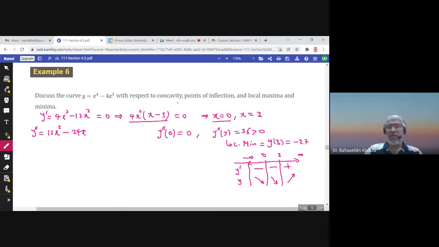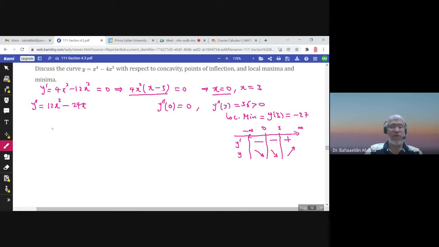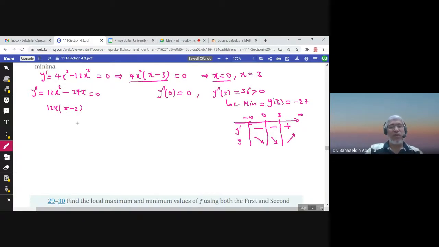Now he needs concavity and points of inflection. And to talk about concavity, I need to find the zeros of y double prime. So I put y double prime equal to 0. I take 12x as a common factor. I have x minus 2. All right. So the zeros of f double prime are 0 and 2. So this is 0, this is 2, and this is negative infinity to infinity. The domain of f is all real numbers. It's a polynomial. Here y double prime and here y.